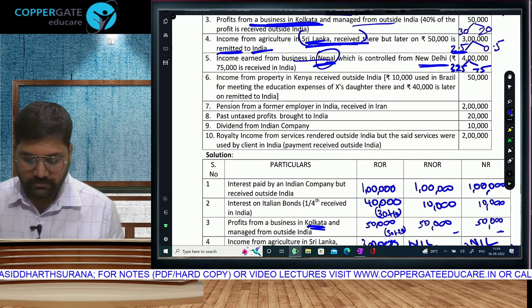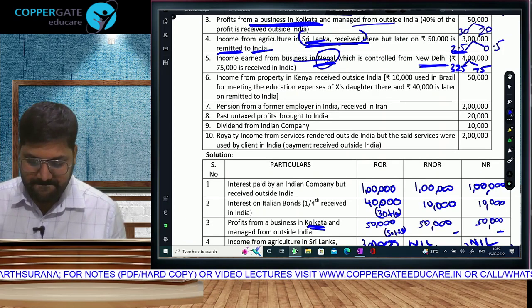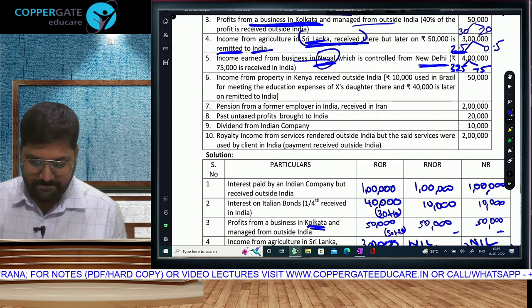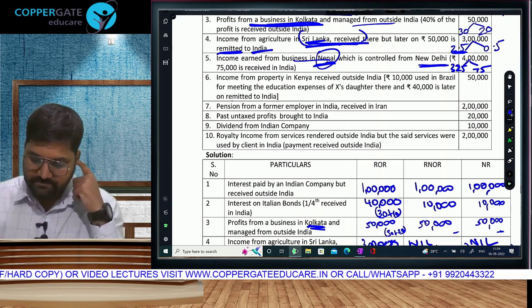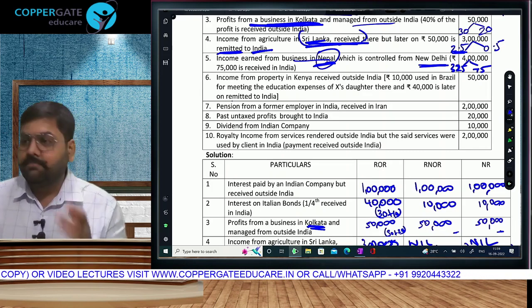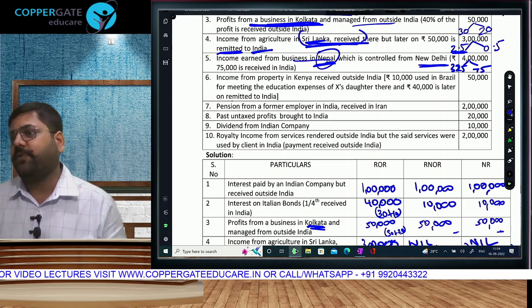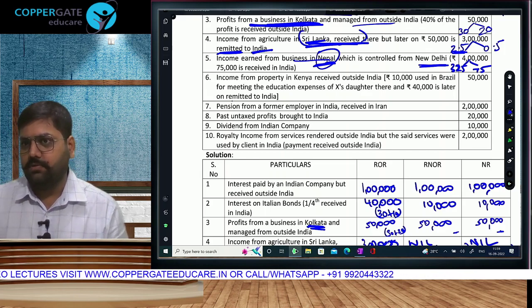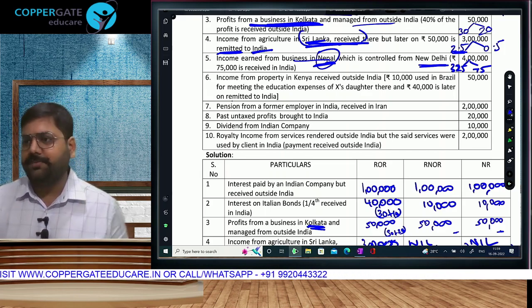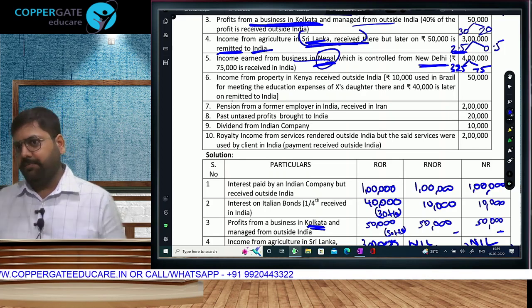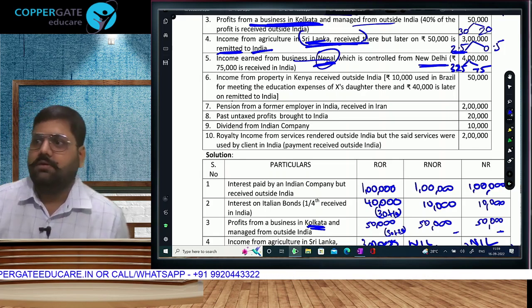Income from property in Kenya received outside India, 10,000 used in Brazil for meeting the education expenses of ex's daughter there, and 40,000 is later remitted to India. So the end use of funds is also given to you. Income earned is 50. 10,000 you have ended up spending there itself. So the money that came to India was only 40.